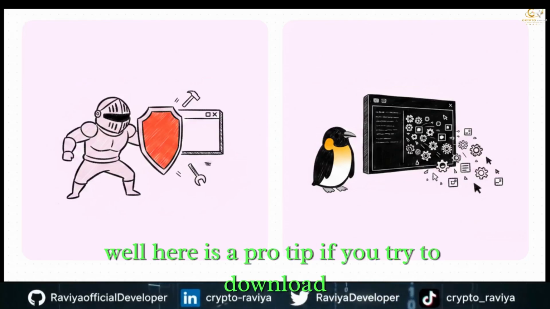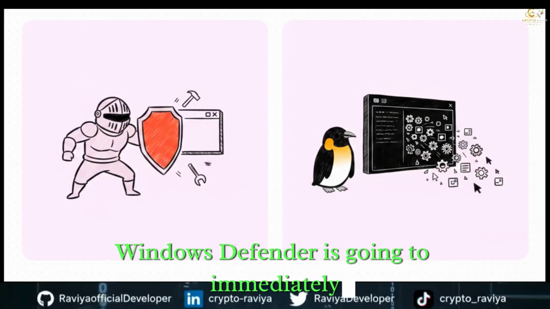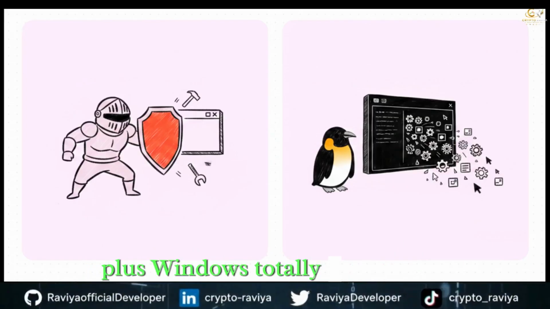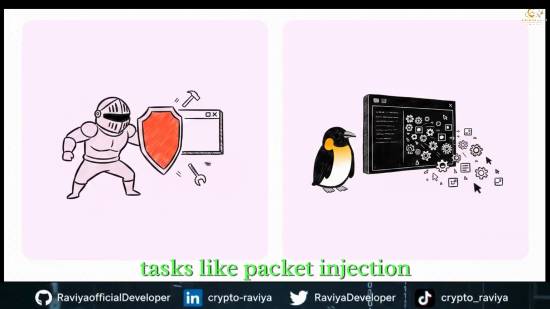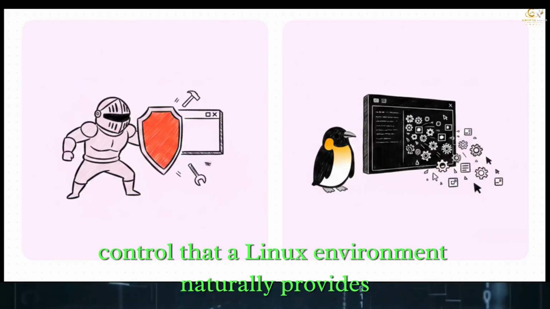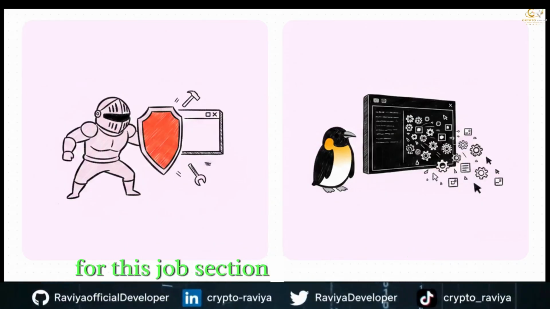Well, here is a pro tip. If you try to download offensive security tools on Windows, Windows Defender is going to immediately flag them as malware and delete them. Plus, Windows totally lacks native support for advanced networking tasks like packet injection, and it just doesn't offer the deep, raw terminal control that a Linux environment naturally provides. Kali is built from the kernel up specifically for this job.